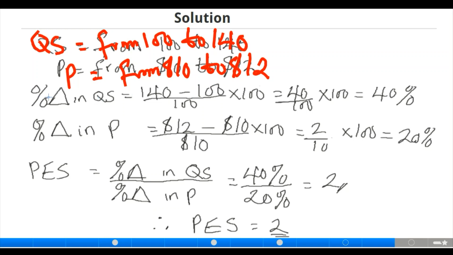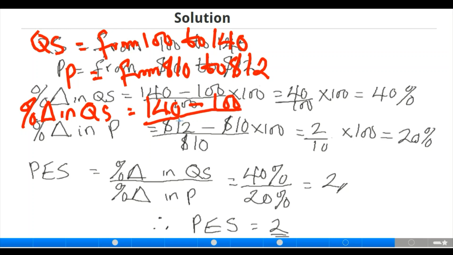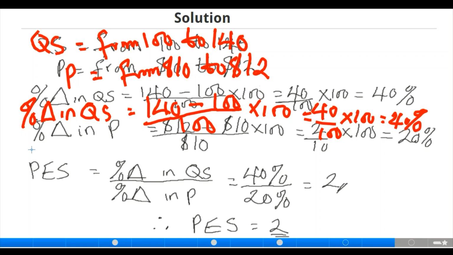Now moving to our formula, as usual, the percentage change in quantity supply is the new quantity, which is 140, minus the old quantity, divided by the old quantity, multiplied by 100. Here we have 40 divided by 100 multiplied by 100. Of course, we will have 40%.